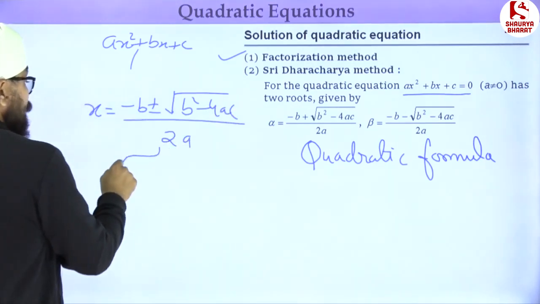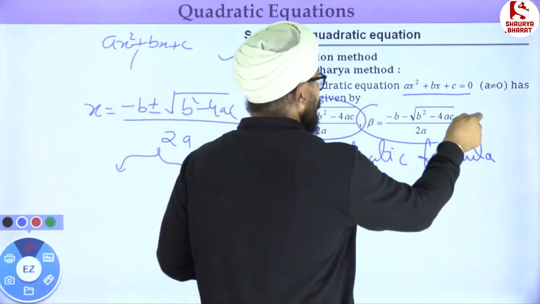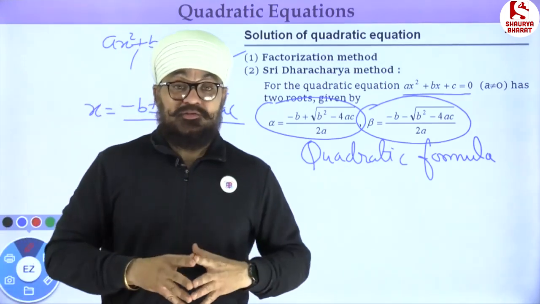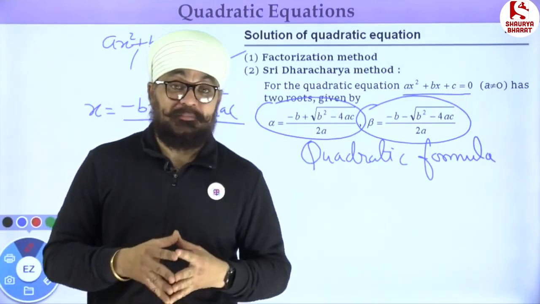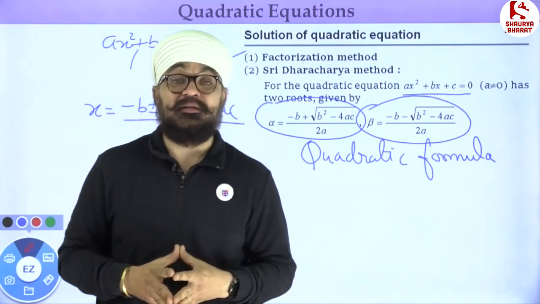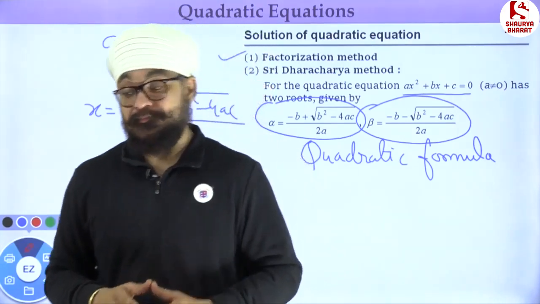Now this is being written into two parts. The first part is taking the plus sign, the other one is taking the minus sign. So this is the best one, which I say. If you don't know about the factorization method, if you don't know how to split the middle term, the quadratic formula is the best formula that we can apply to find the roots of the quadratic equation.